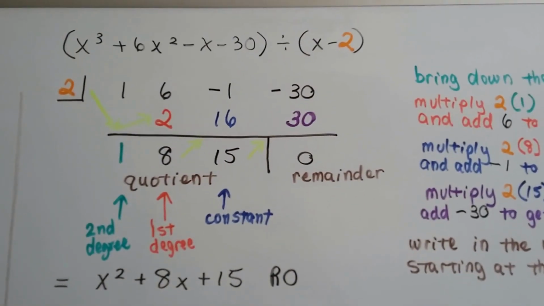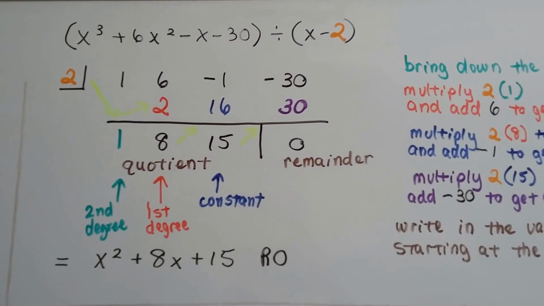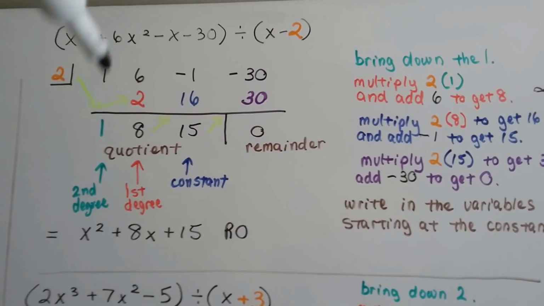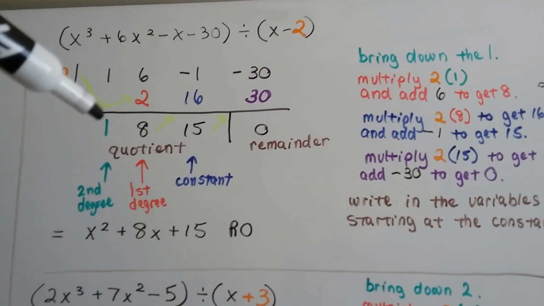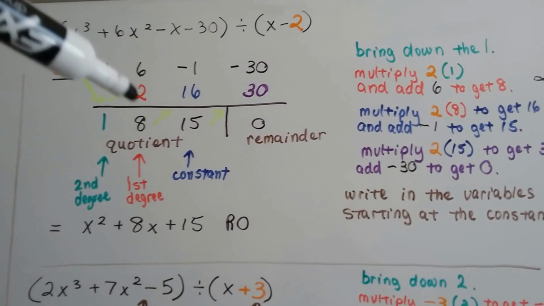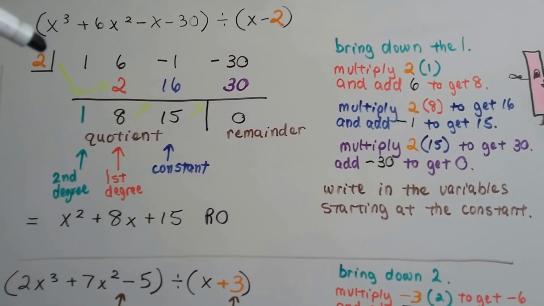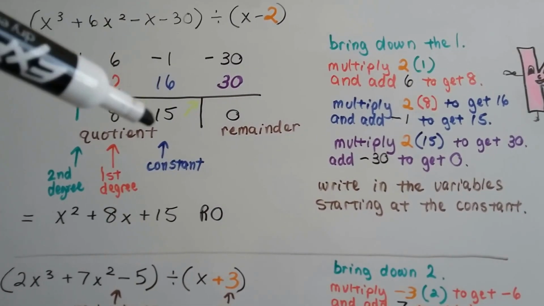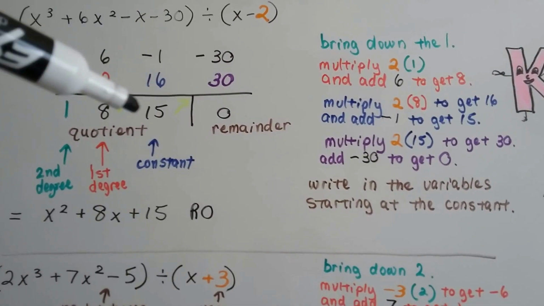So let's see what happens here. We need to divide this polynomial by this binomial. So the first thing we're going to do is bring down this 1, see? And we're going to do 2 times that 1, which gives us that 2. We're going to add these together and get the 8. Then we're going to multiply 2 times 8, and that's going to get us the 16. We add them together, and we get a 15 because of that negative 1.